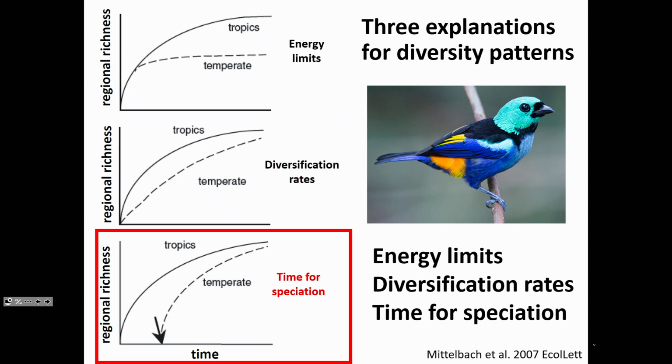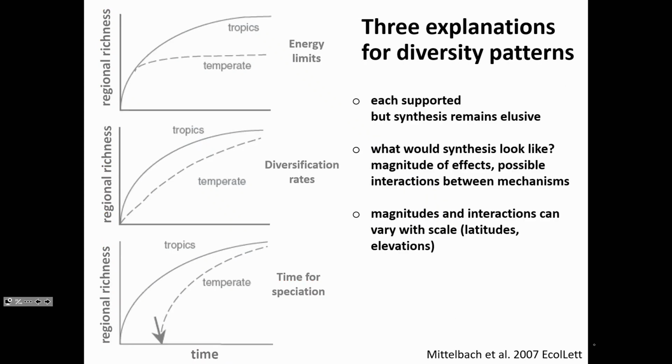And the time for speciation hypothesis finally says that some regions are more species-rich than others because they had more time for the accumulation of species, right? So like the tropics have a longer history of colonization and more time for the accumulation of species. Each of these explanations has been supported, but their synthesis remains elusive. In fact, we do not even know what such a synthesis of these 3 explanations might look like.